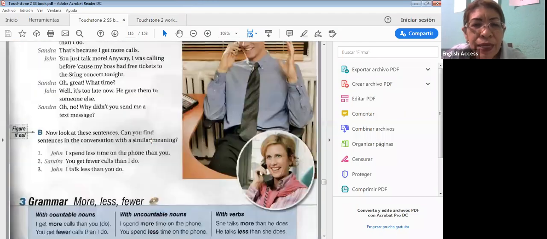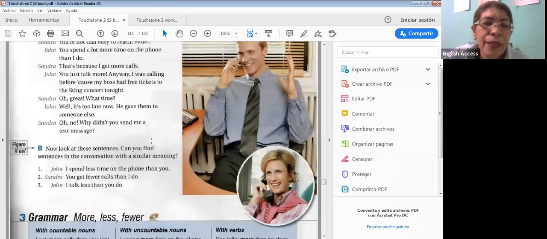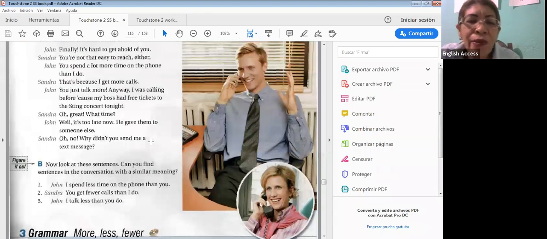Now let's continue with exercise B. Pay attention. It says, now look at these sentences. Can you find sentences in the conversation with a similar meaning? Number one, we have John: I spend less time on the phone than you. Number two, Sandra: you get fewer calls than I do. And three, John: I talk less than you do.